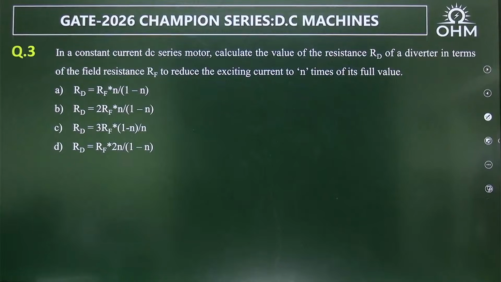In a constant current DC series motor, calculate the value of resistance RD of a diverter in terms of field resistance RF to reduce the exciting current to n times of its full load value. N times of its full load value. This is the question given. Okay. You can pause the lecture and you can try on your own.